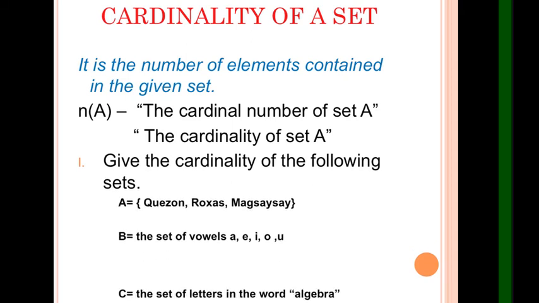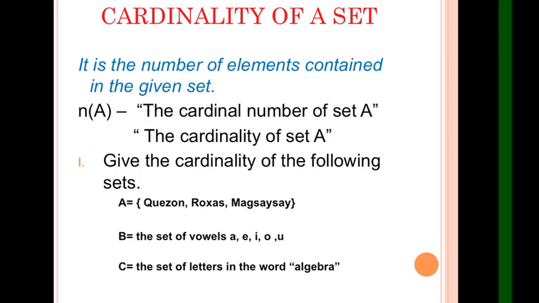So, give the cardinality of the following. So, we have the following. For A, we have Quezon, Rojas, and Magsaysay. So, what is the cardinality of set A? And that is equal to 3. We only have 3 elements. We have Quezon, Rojas, and Magsaysay. For the next one, the set of vowels A, E, O, U. And the answer is 5. So the cardinality or the cardinal number of set B is equal to 5.